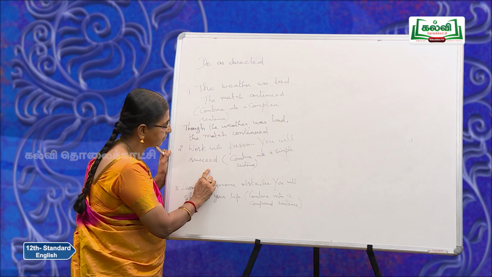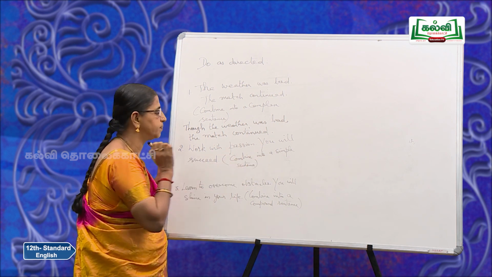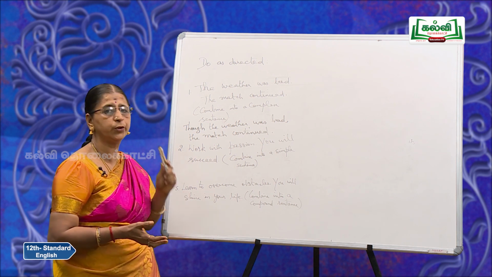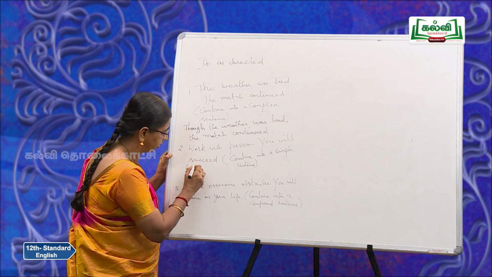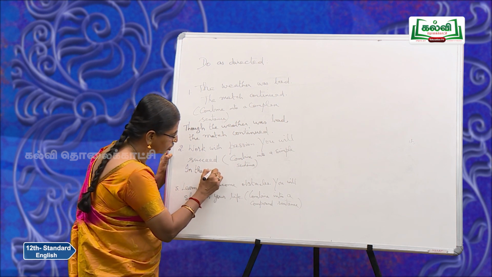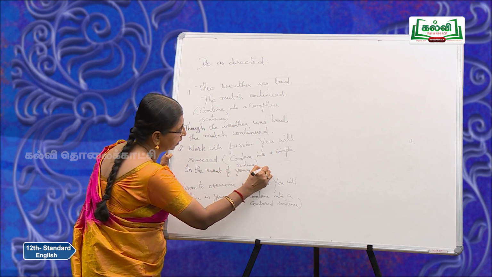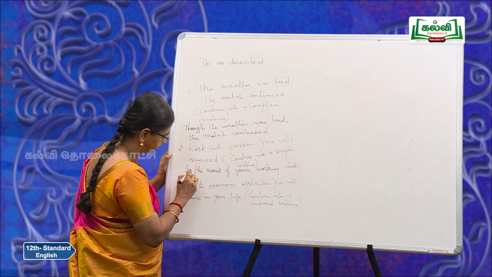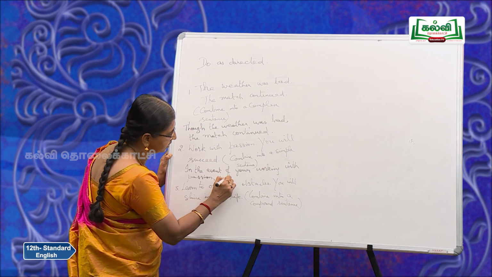Now, look at this sentence: work with passion, you will succeed. Combine into a simple sentence. So, it is like a bit of advice to you, work with passion, you will succeed. So, simple sentence, only one finite verb: in the event of you were working with passion, comma, you will succeed.